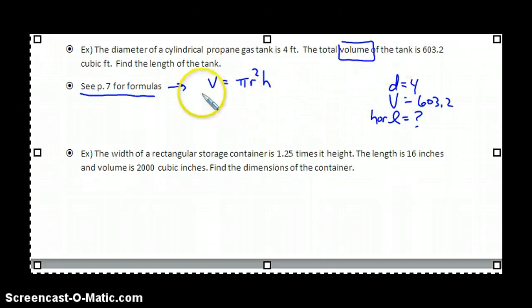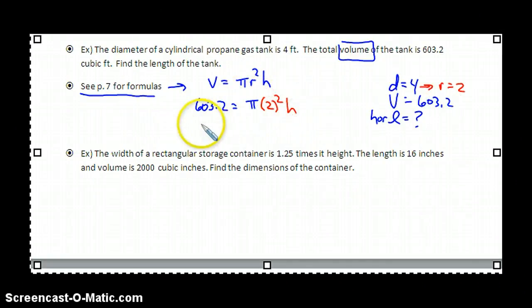603.2 equals pi. If the diameter is equal to 4, I know that the radius has to be 2. So I'm going to times this by 2 squared, and the height is what I'm trying to find. So 603.2 would be the same as 4 pi h. Let's divide by 4 pi, and make sure when I do this in my calculator that I put the 4 pi in parentheses so that it takes 603.2 and divides it by 4 pi, not just by 4 and then timesing it by pi. So I invite you to put that in your calculator with me, and you're going to find then that your height is about 48 feet.